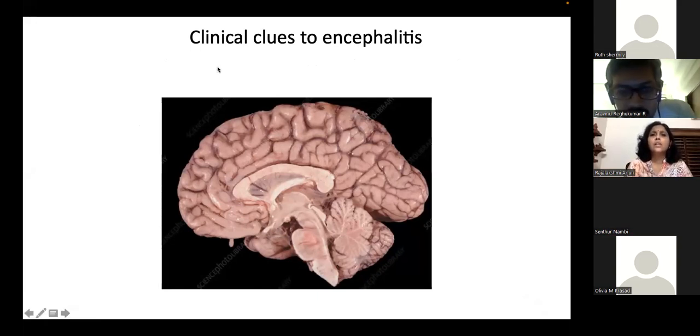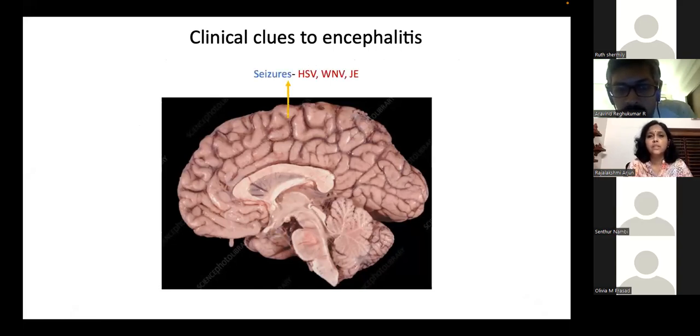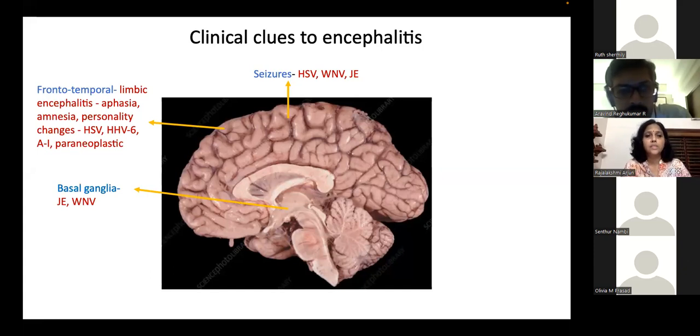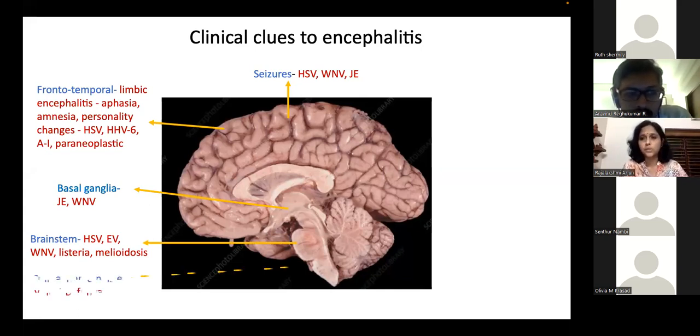Okay. So the clinical clues to encephalitis may be different based on the structure of the brain that is involved. It can present as seizure or myoclonus, commonly seen in HSV, West Nile, and JE. It can be in the frontotemporal region causing limbic encephalitis, where aphasia and personality changes may be the presentation, commonly seen in HSV and HHV6. But you should also think of autoimmune and paraneoplastic causes if a patient presents with features of limbic encephalitis. What about basal ganglia involvement? JE and West Nile have a preference for the basal ganglia. And brainstem features are classically seen in HSV, enterovirus, West Nile, and in cases of listeria and amyloidosis.